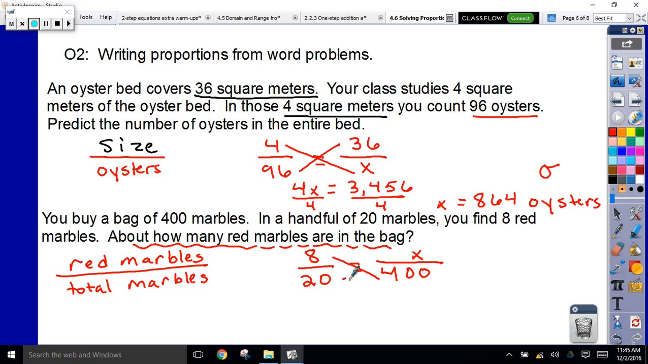Okay, now multiplying using cross products, I have 20x equals 8 times 400, which is 8 times 4 is 32. So it's a 32 with 2 zeros, which is 3,200. Dividing both sides by 20, I get x equals 160. So there's about 160 red marbles in the bag.